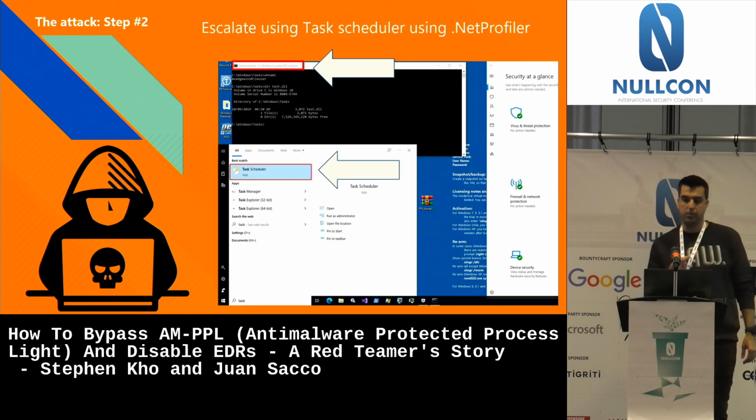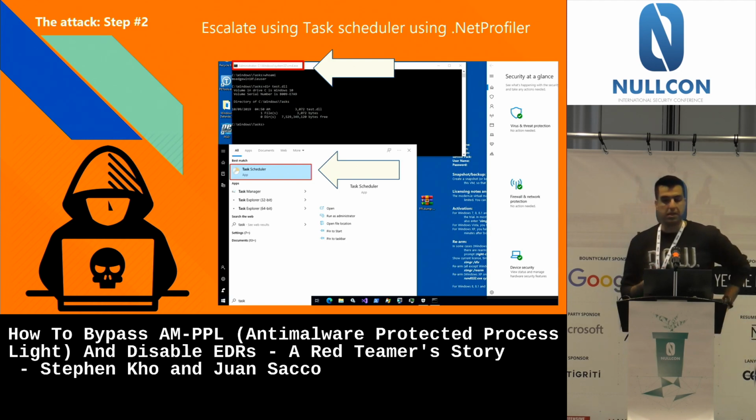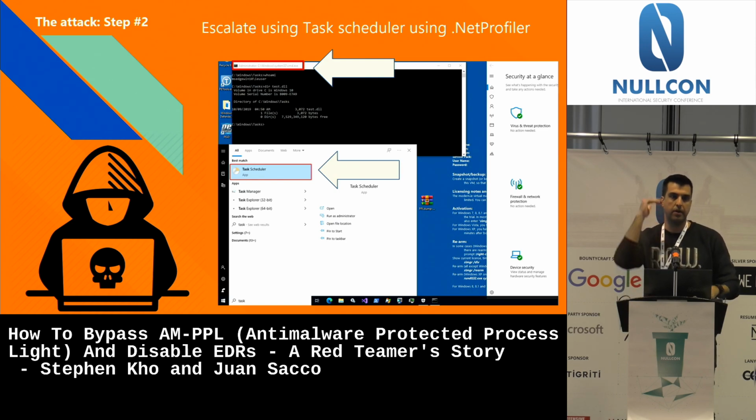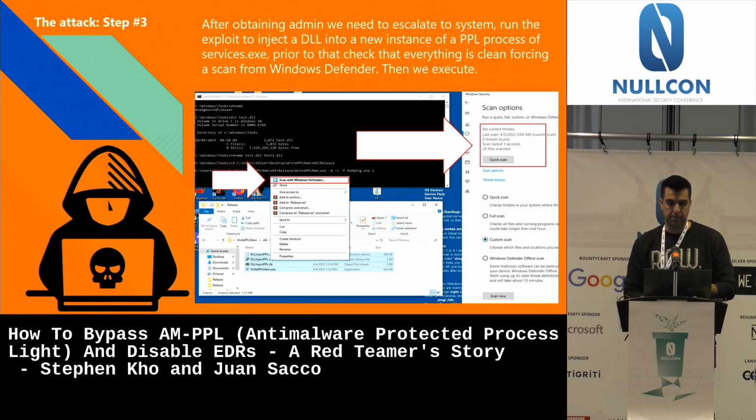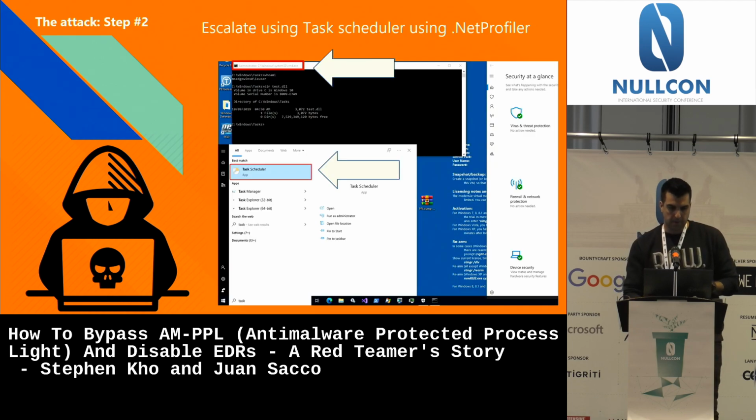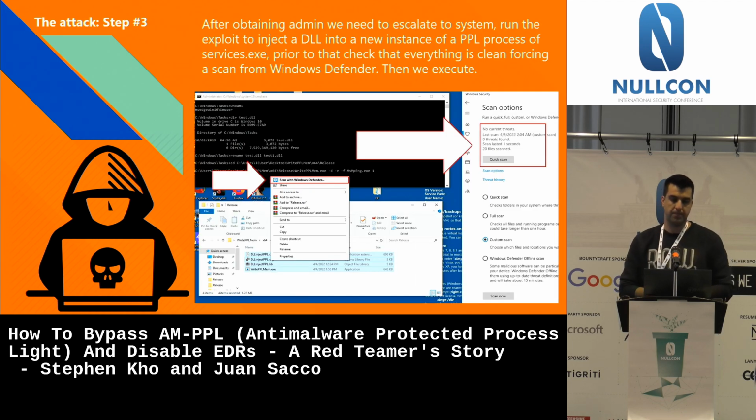Step number 1, we escalate to admin using Task Scheduler, the first exploit. From there, we choose adding a DLL to the Windows task, and then we call Task Scheduler, and because of the priority on COM objects, we will get an admin shell. This is the .NET Profiler exploit. Now we got an admin shell. Started as a user, got admin. Bypass UAC.